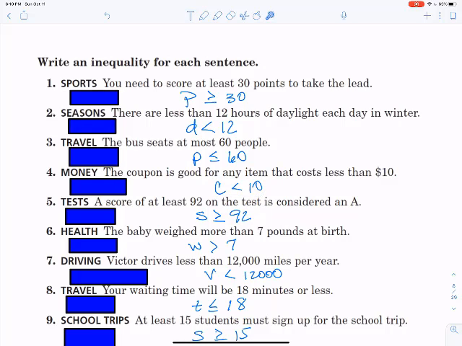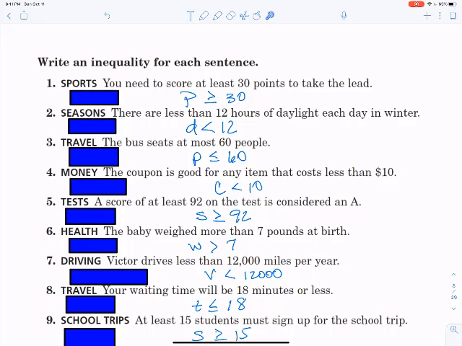Number 5, a score of at least 92 on the test is considered an A. At least 92. So would 92 be considered an A? Yes, it would. So this score has to be greater than or equal to 92 in order for it to be considered an A. Number 6, the baby weighed more than 7 pounds at birth. So W for weighed, and 7 pounds. And it says weighed more than 7 pounds, so that would be just greater than. It doesn't say greater than or equal to, just greater than.